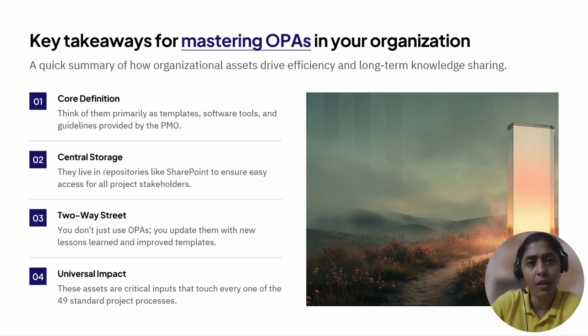Fourth, universal impact. In this material, OPAs are presented as an input that touches the 49 standard project management processes. So, if you only remember one concept from this lesson, remember OPA is organizational experience packaged into a reusable form. Templates help you start faster, policies help you work consistently, historical information helps you make better decisions, and lessons learned help the next project team start smarter than the last one.